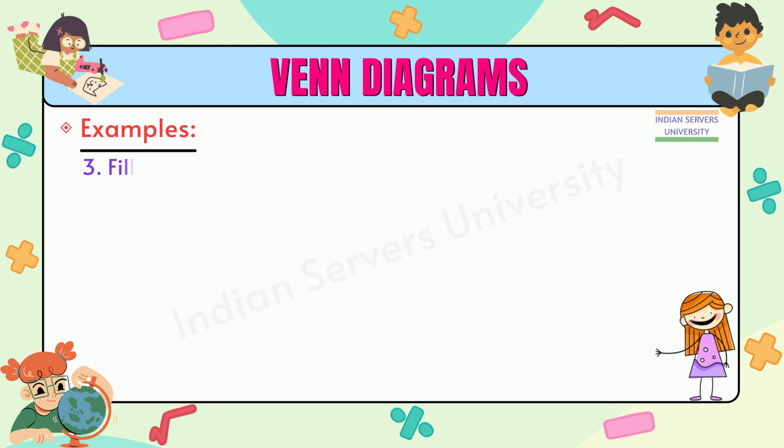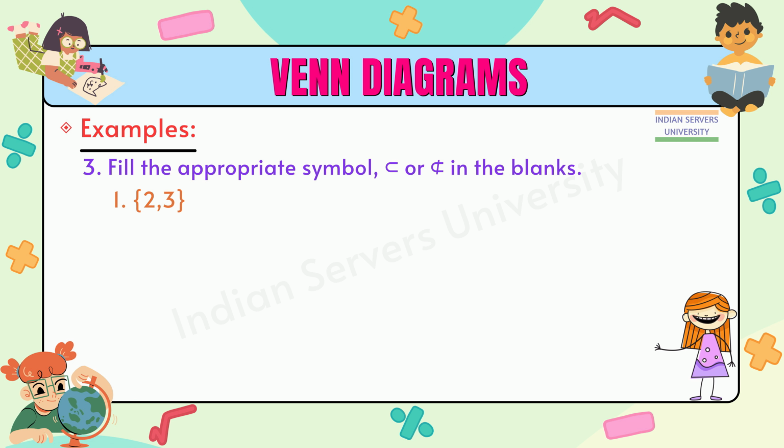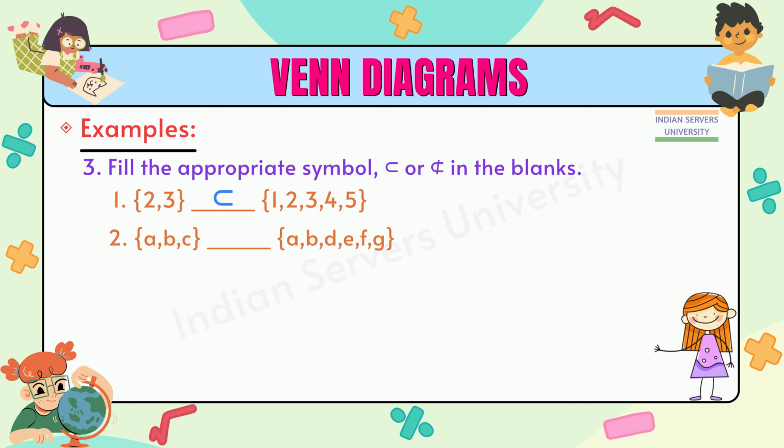Next one, fill the appropriate symbol, subset or not a subset, in the blanks. First one, {2, 3} and {1, 2, 3, 4, 5}. So, ఈ ఎలిమెంట్స్ అన్ని ఇందులో ఉన్నాయి కాబట్టి సబ్సెట్ అవుతుంది. Next one, {A, B, C} and {A, B, D, E, F, G}. ఇక్కడ AB ఉంది కానీ C అనేది ఇందులో లేదు. So, not a subset.